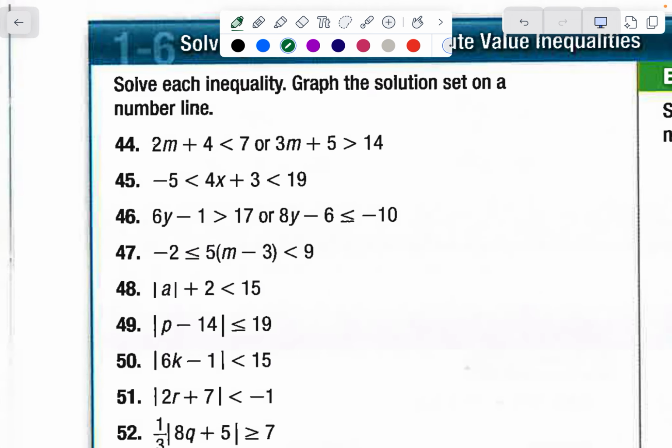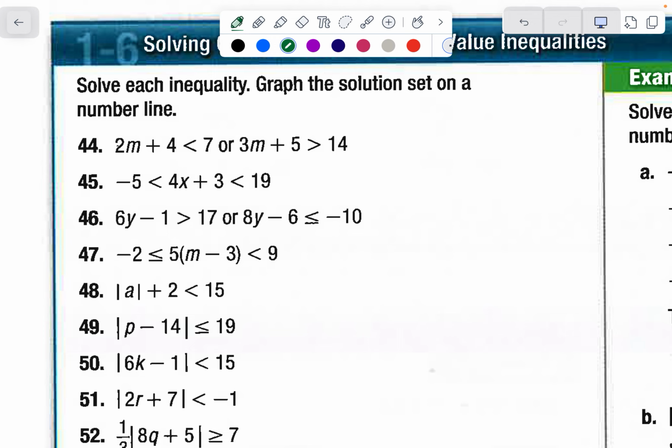Let's take a look at one like 44. That's an OR. For an OR statement, we're going to solve each one independently. So 2m plus 4 is less than 7. You just solve it like an equation. Unless you multiply or divide by a negative, flip the symbol. So subtract 4 from both sides. We get that 2m is less than 3. And then you divide by 2. We're dividing by a positive 2, so our symbol's going to stay a less than symbol. So we have m is less than 3/2.